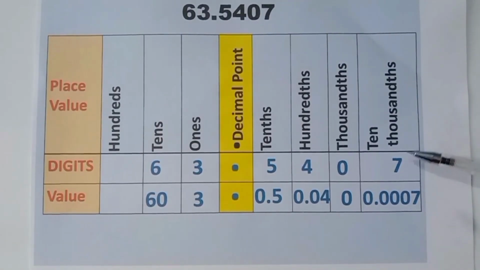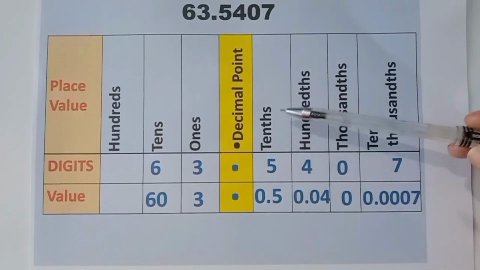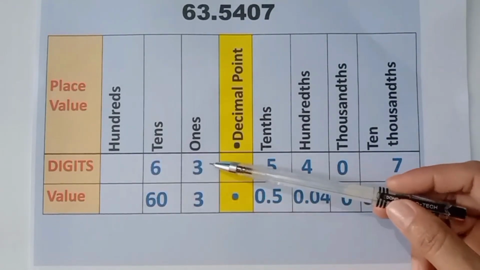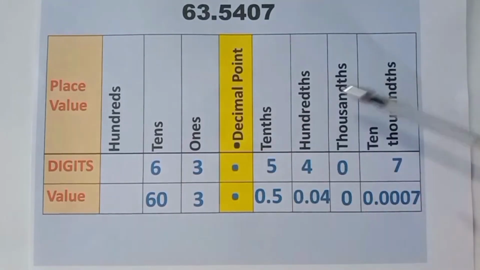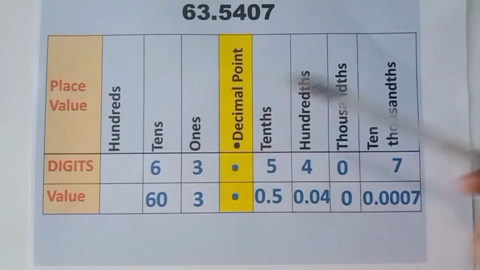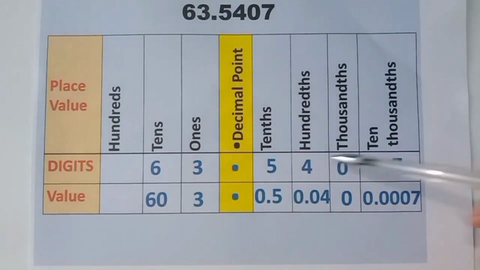So, the place value of each digit, ito po yun. Yung 7 ay ten-thousandths place, ang 0 ay nasa thousandths place, ang 4 ay hundredths place, ang 5 ay nasa tenths place. Ang 3 ay whole number siya, so ones place po ang 3, and then yung 6 naman ay nasa tens place. So, how about the value of each digit?